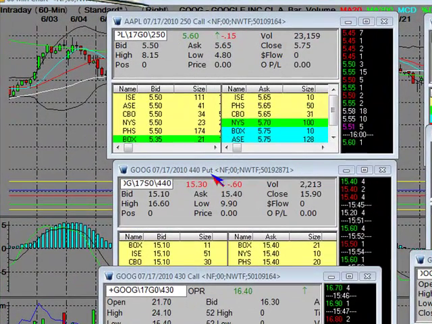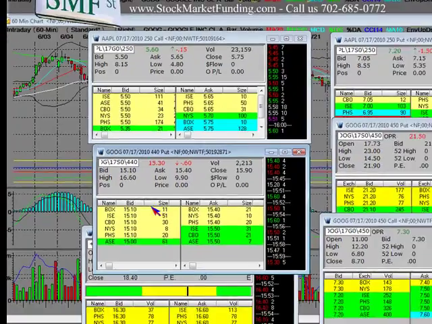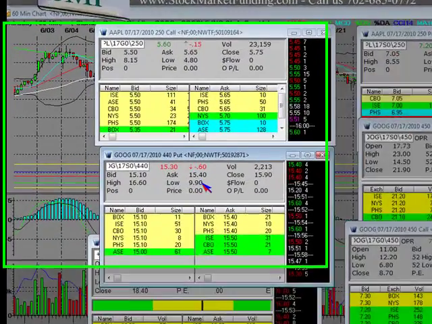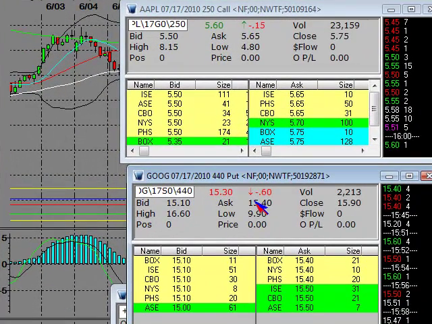Next is a 440 put option on Google. Basically you can clearly see here in the price level that the high was 16.60, closing at 15.30 on today's action, down 60 pennies. The previous day's close naturally was 15.90, but look at the low. They put in the low, and they ground the tape up again off of that 440 put side of the market here. Okay?